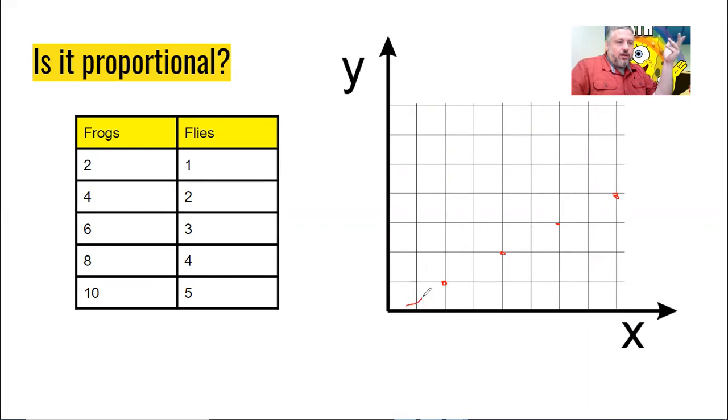So if I draw a line, sorry about my crookedness, but you can see it kind of makes a straight line, right? So this frogs to flies is a proportional relationship. It made a straight line, and you can see that the proportion is 1/2. So let me clear that out, and we'll take a look at another one.